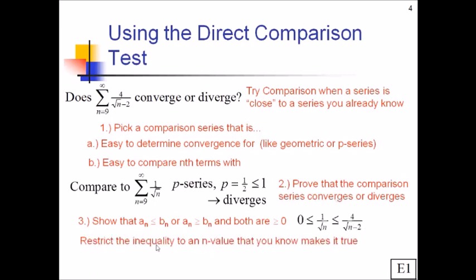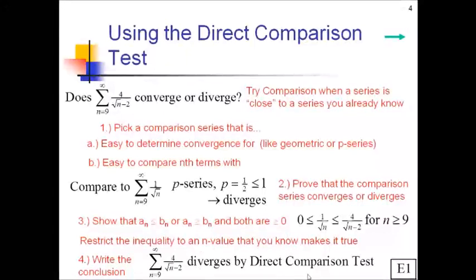So you're going to want to restrict your inequality every single time to an n value you know is going to make it true. For example, if you have an n value of 3, greater than or equal to 9, I should say, so 3 minus 2, that's going to make this inequality true. But you could pick any n value, like 100, if you really wanted to, as long as it makes this true. So now that we've restricted that, all we have to do is write the conclusion. Since our original series is bigger than a diverging series, we just proved diverges, that means our original series must diverge by the direct comparison test.